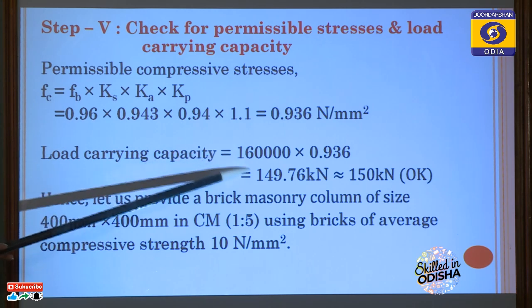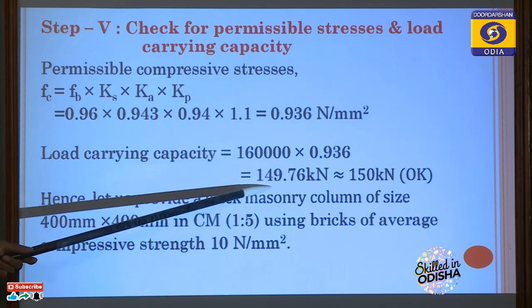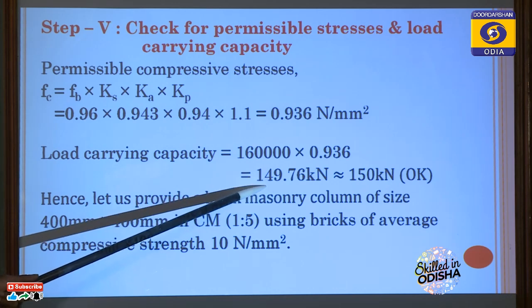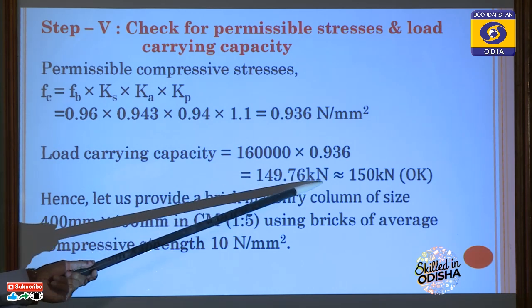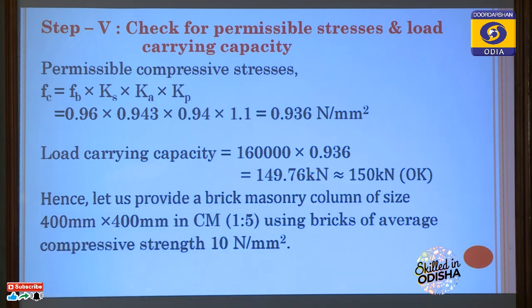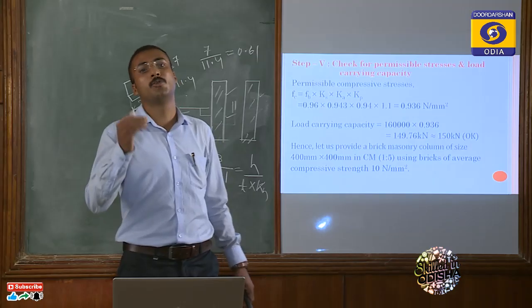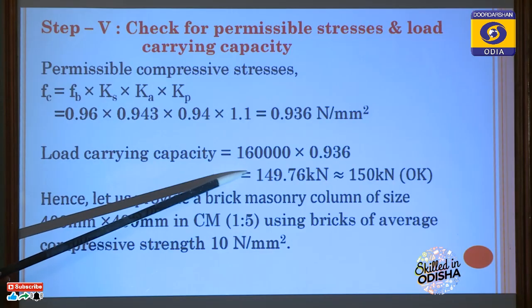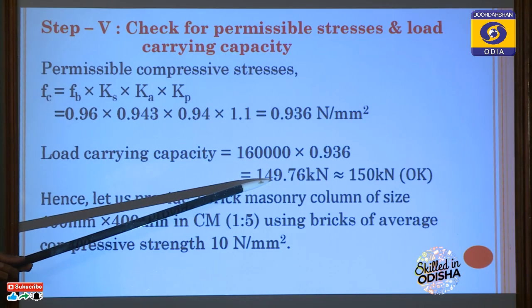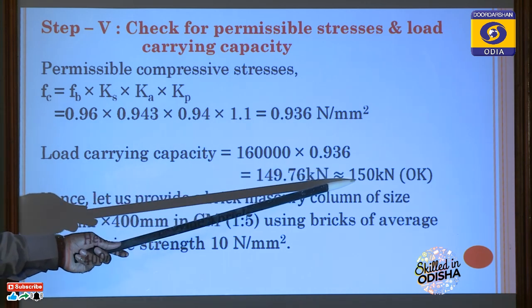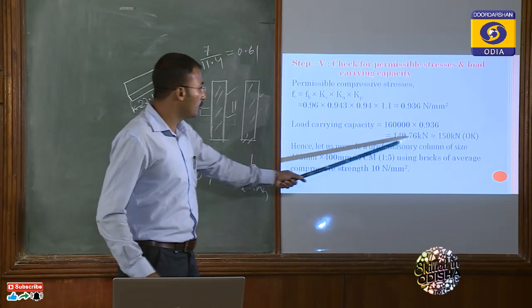So the cross sectional area multiplied by the permissible compressive stress gives the load carrying capacity. The load carrying capacity is around 150; the exact value is 149.76 kilonewton, so it is almost equal to 150 kilonewton. Because these masonry designs are based on thumb rules, no such design methods are there. The answer is almost correct, approximately equal to 150 kilonewton. Hence our design is okay.